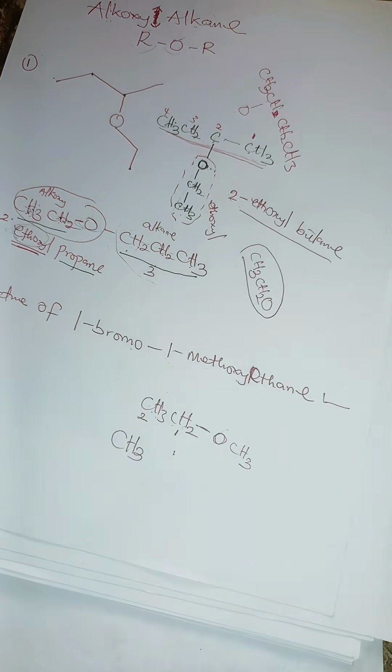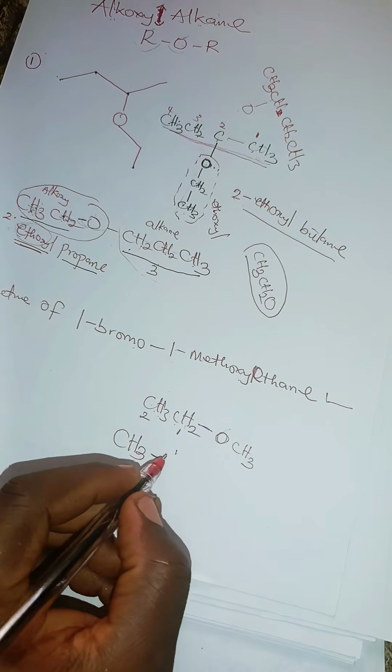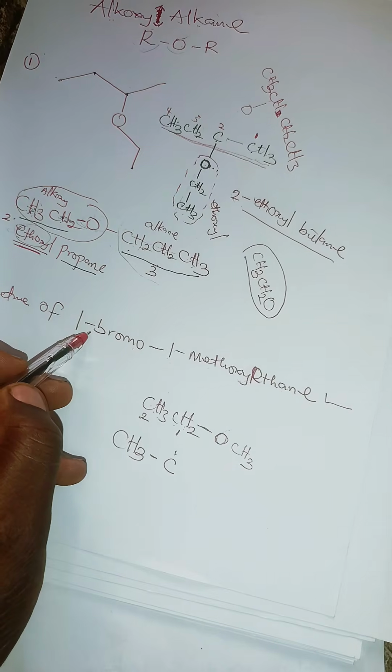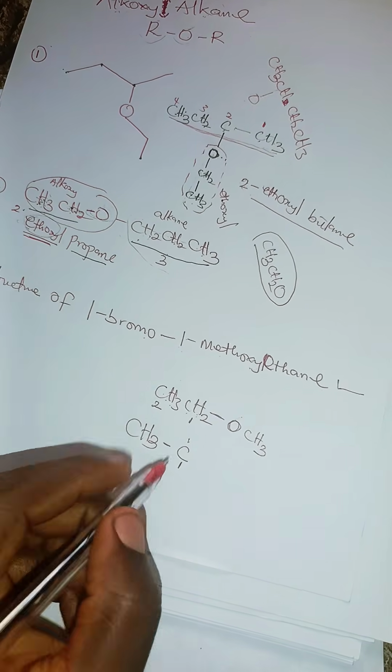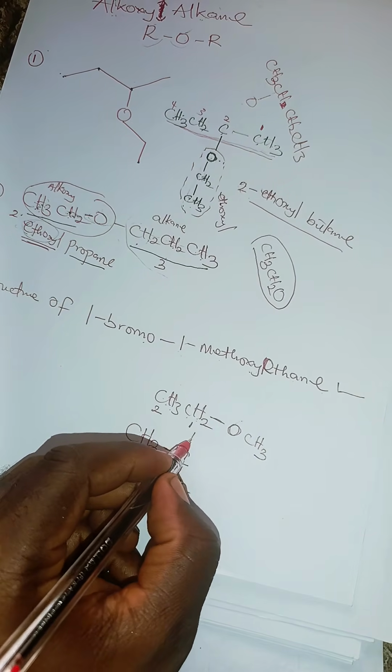CH3. Everybody should look up CH3. Then check, ensure you are checking it. CH3C. Bromo is in position number 1, because the main parent chain now is the alkane. So bromo, position number 1. Then we have H here.